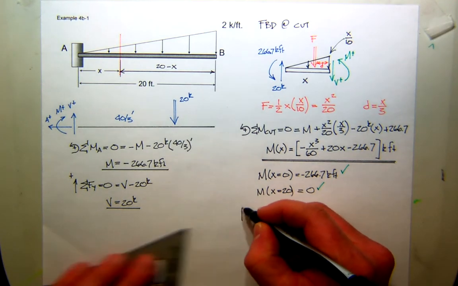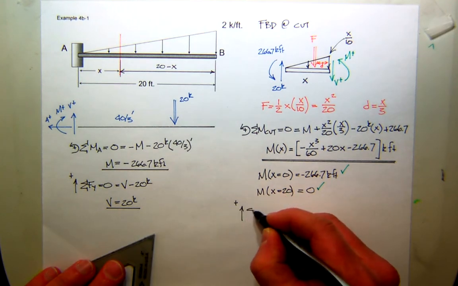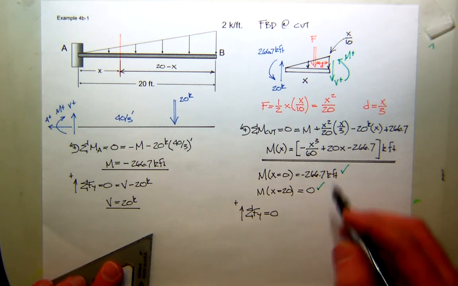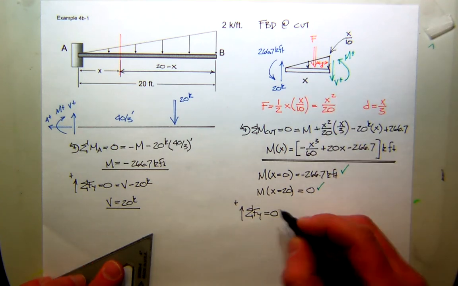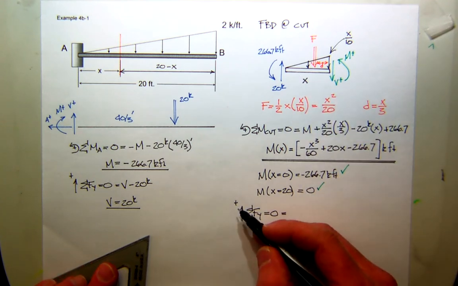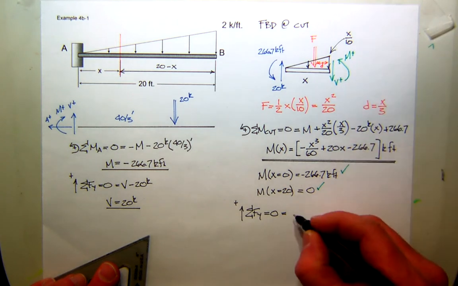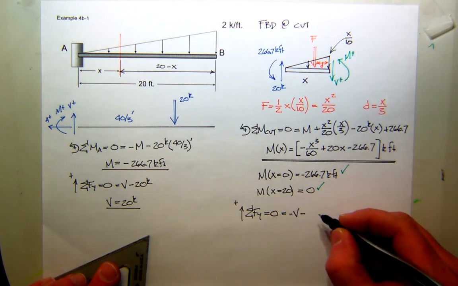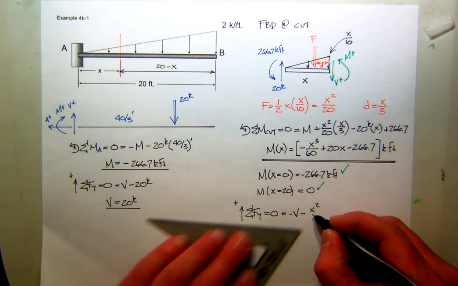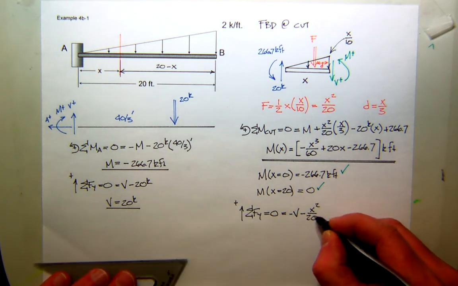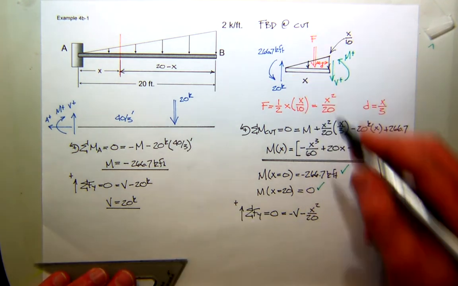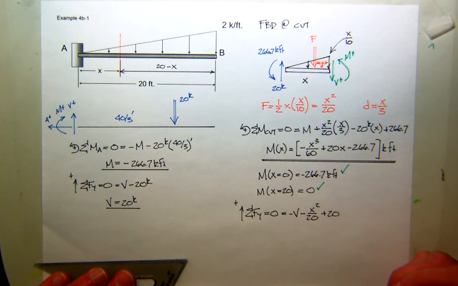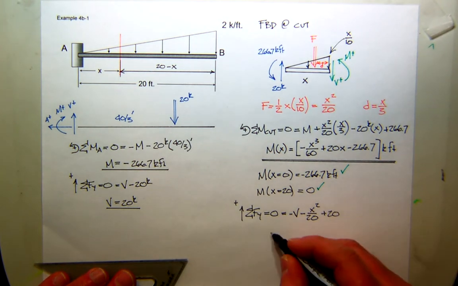Let's sum forces in the y direction. And that should tell us what? Something about shear. So going up here, I'm using positive or up as positive. So I look over here, shear is actually down. My force is down. My force is x squared over 20. The reaction force is up. That's it, right? So let's solve for the shear.